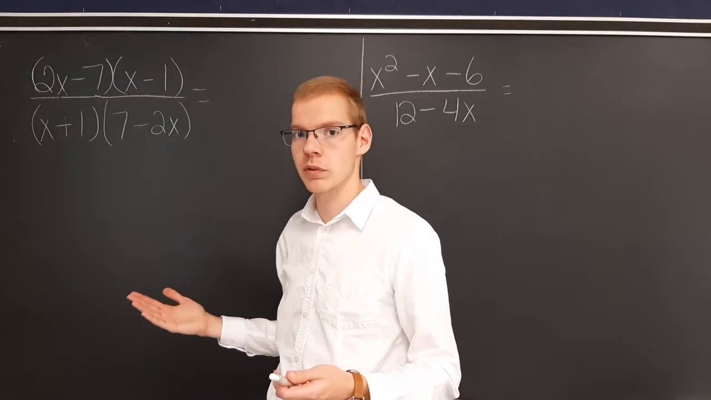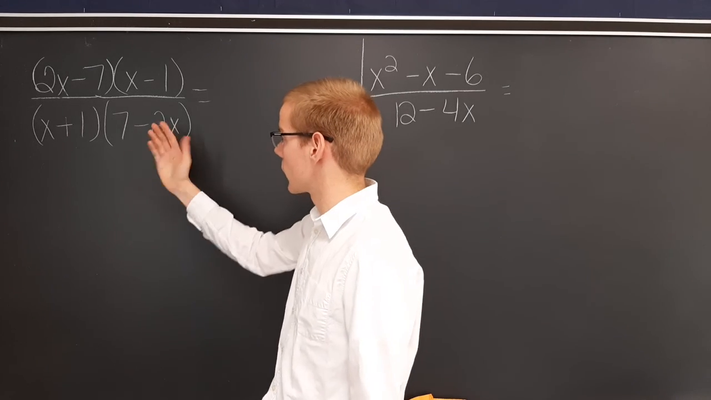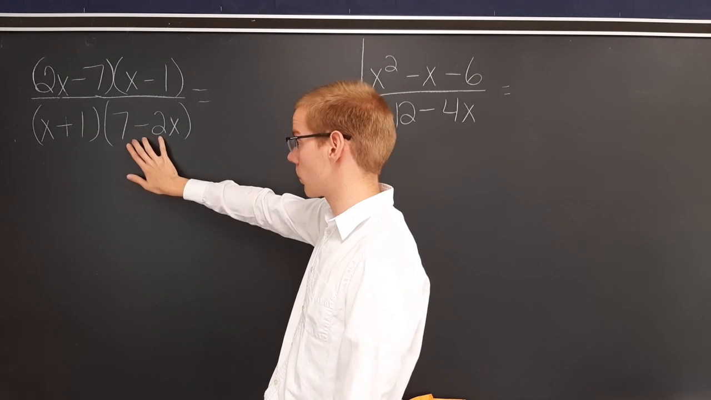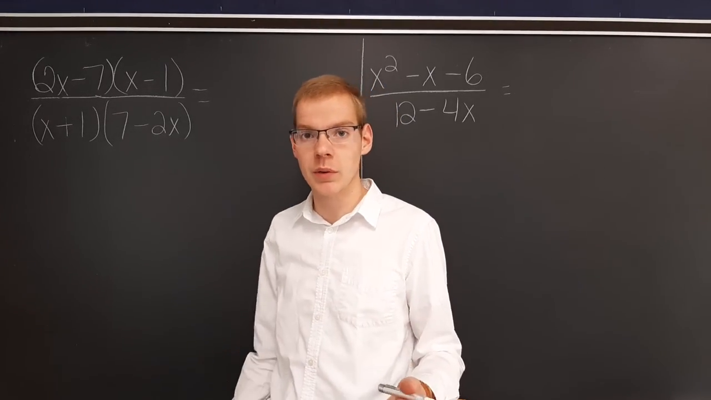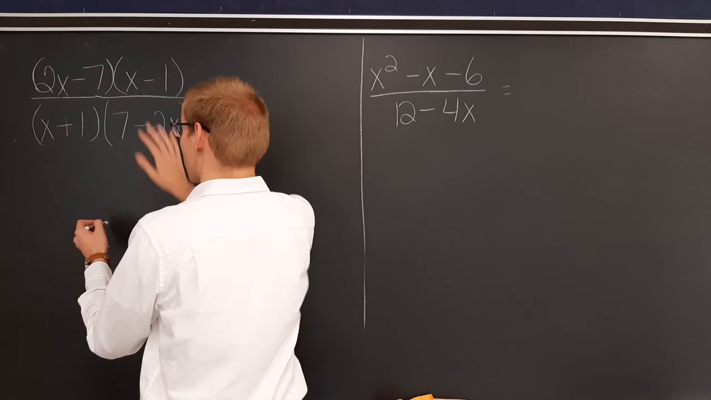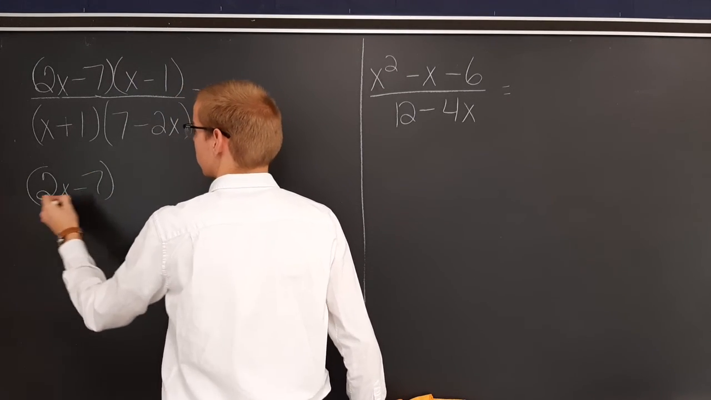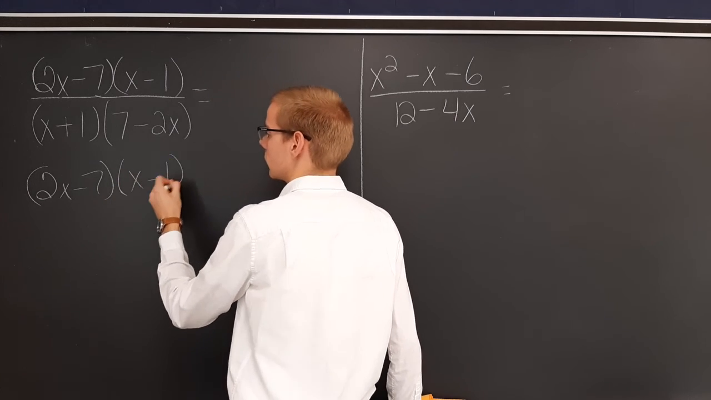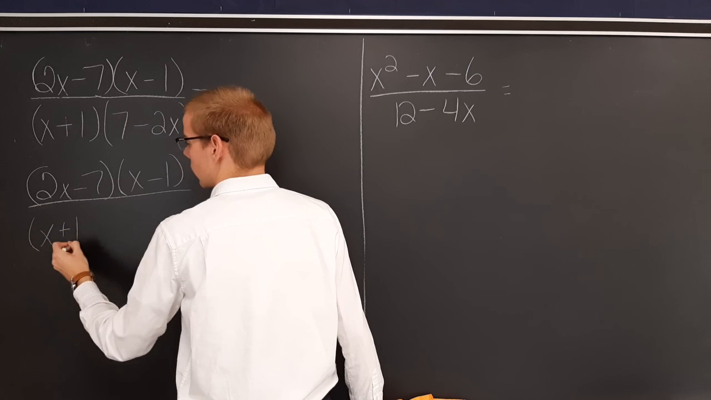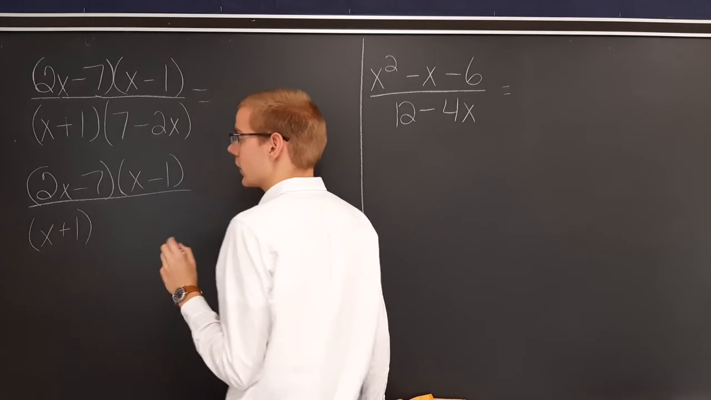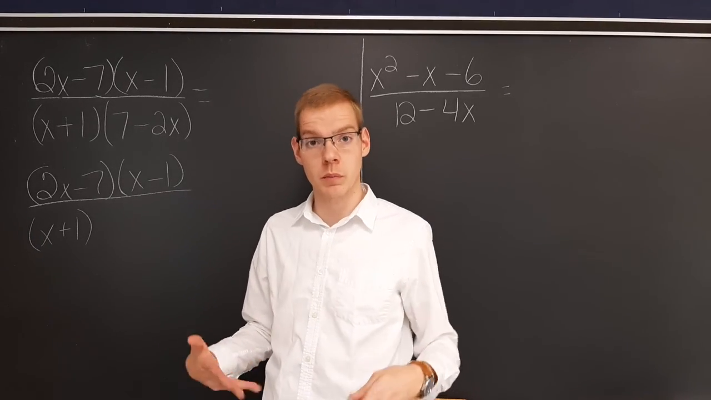But how can we simplify them then? We can switch these around, switch the signs, but also insert a negative 1. How do we do that? Let's try. So rewrite the top, 2x minus 7, x minus 1, over, and then now insert your negative 1 for the bottom one. Always insert the negative 1 for the bottom.